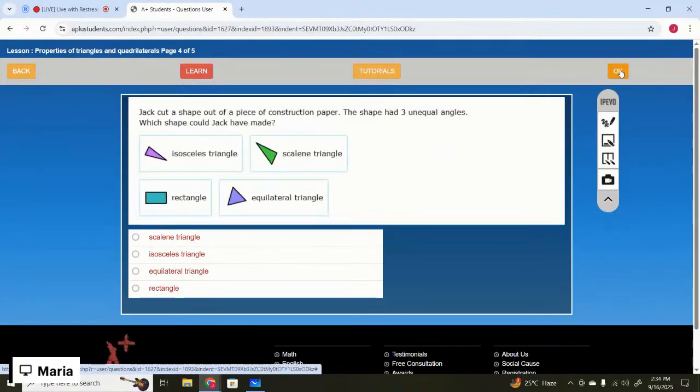Jack cut a shape out of a piece of construction paper. The shape had three unequal angles. Which shape could Jack have made? A three-sided shape must be a triangle. But the one that has three unequal angles is a scalene triangle. The correct option is scalene triangle.